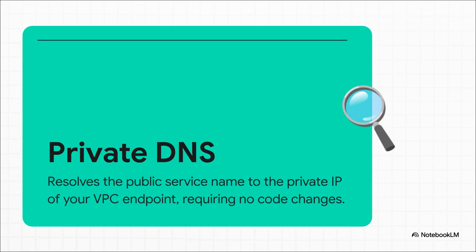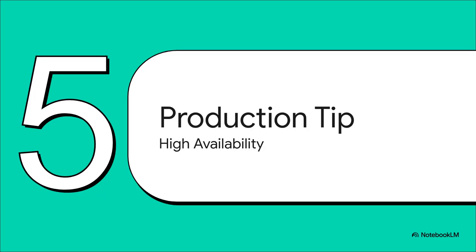Here's how it works. When you enable Private DNS for your endpoint, AWS does something brilliant. Inside your VPC, it essentially intercepts the DNS request for that public service name. But instead of resolving it to a public IP, it resolves it to the private IP address of that endpoint you created right inside your own subnet. So your application thinks it's talking to a public service, but its traffic is actually being routed through your secure private doorway. It's awesome.